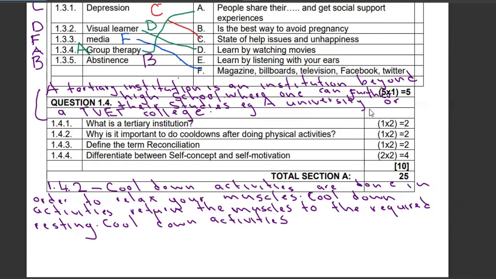Then cool down activities also lower the heart rate. When you're exercising, your heart rate increases. So when you do cool down activities, you're trying to stabilize it. So that is the purpose of cool down activities. Now let's move on to the next one, 1.4.3. It reads, define the term reconciliation.